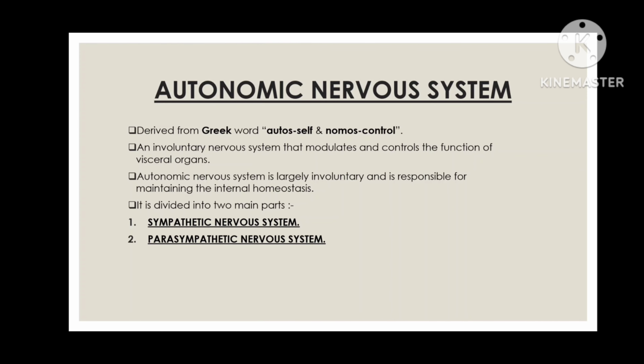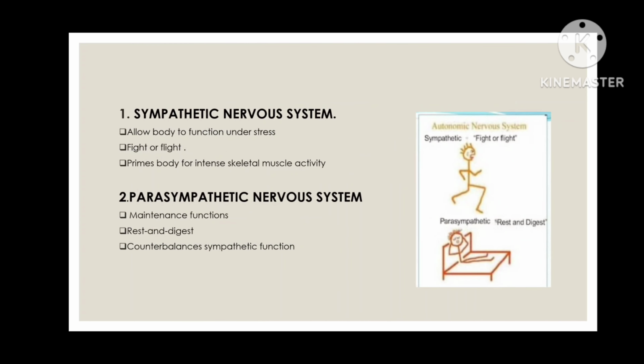Autonomic nervous system. It is derived from the Greek word autos meaning self and nomos meaning control, an involuntary nervous system that modulates and controls the function of visceral organs. Autonomic nervous system is largely involuntary and it is responsible for maintaining the internal homeostasis. It is divided into two main parts: sympathetic nervous system and parasympathetic nervous system. Sympathetic nervous system allows body to function under stress, fight or flight, primes body for intense skeletal muscle activity. Then parasympathetic nervous system maintains function, rests and digests, counterbalances sympathetic functions.